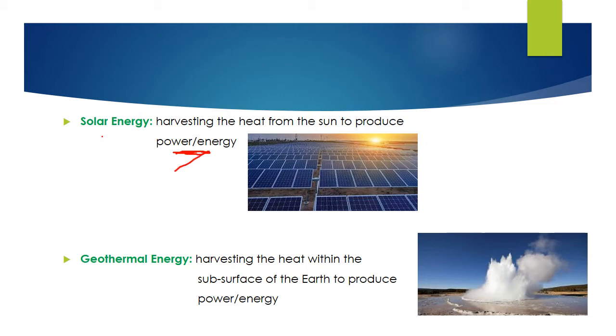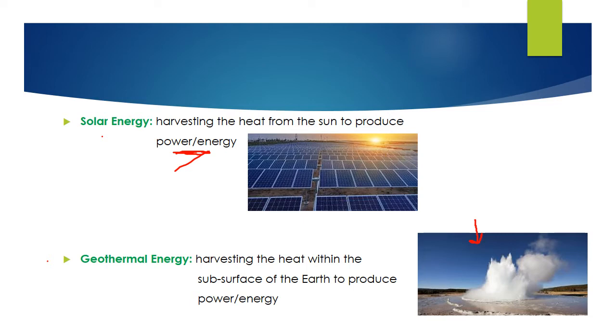Then you have geothermal energy, harvesting the heat from within the subsurface of the earth to produce power. By the way, this is water vapor. This is boiling water, and this is a natural spring. This is naturally occurring. It produces a huge amount of energy that could be converted into electricity, obviously. We have all those types of sources of renewable energy.